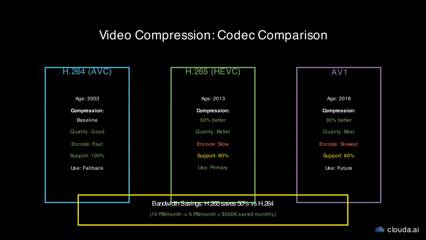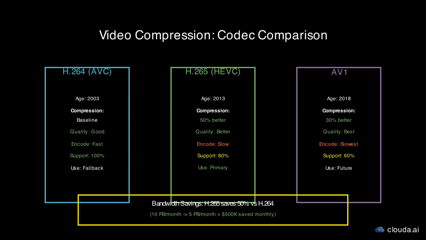AV1 from 2018 is 30% better than H.265 with the best quality, but encoding is 10 times slower than H.264 and only 60% of devices support it. The trade-off is compression efficiency versus encoding cost and device support.